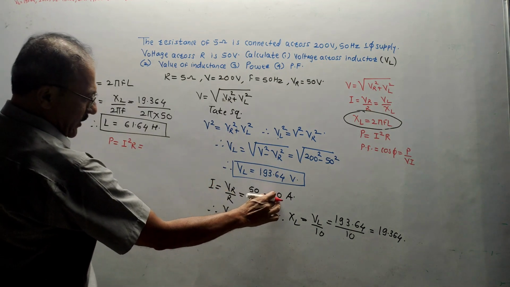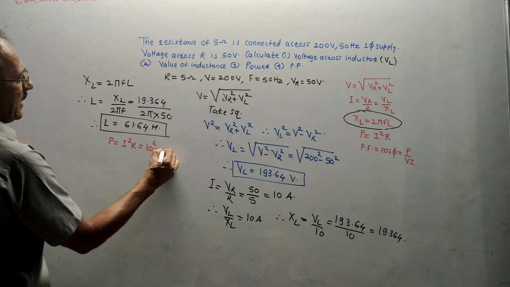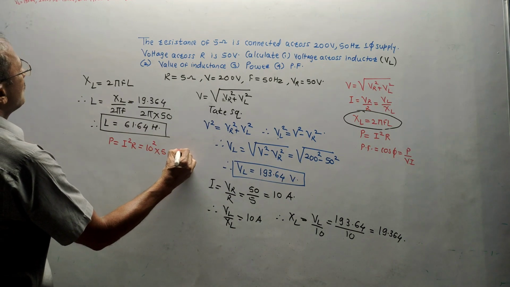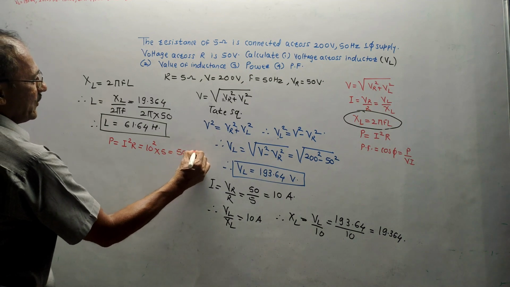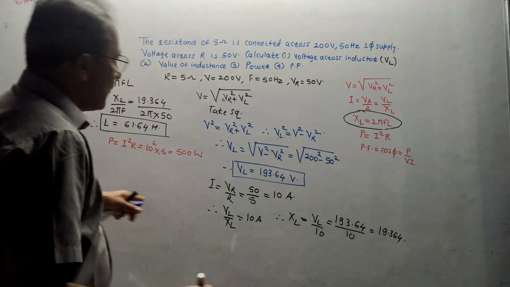The value of I we have calculated. It is 10 square into R. The value of R is 5. So the answer of power is 500 watt. It is the calculation of power. So its unit is watt.